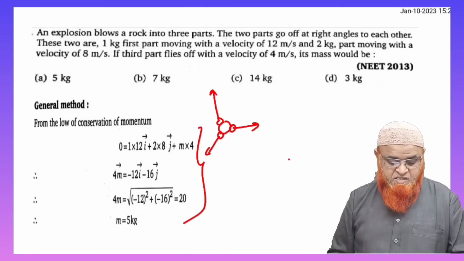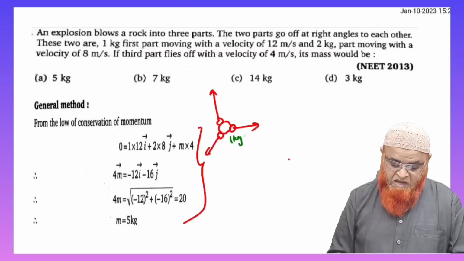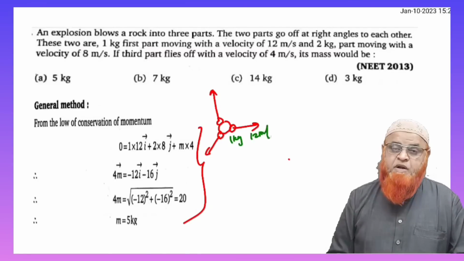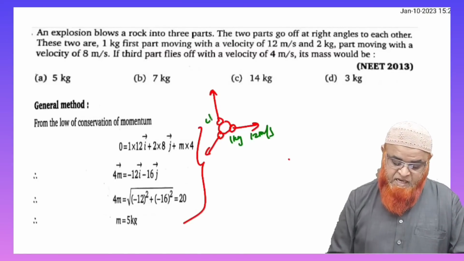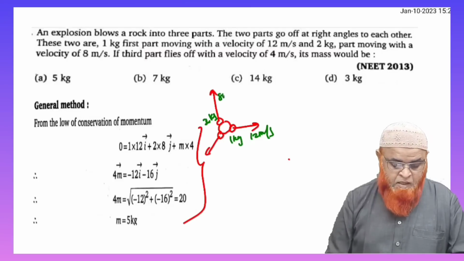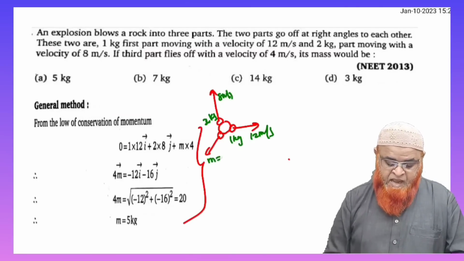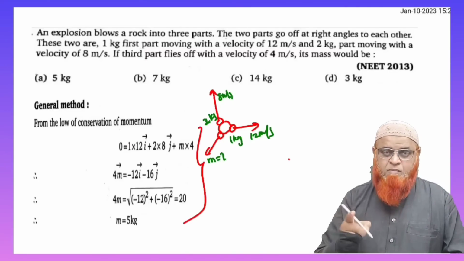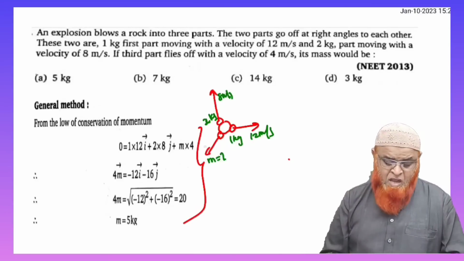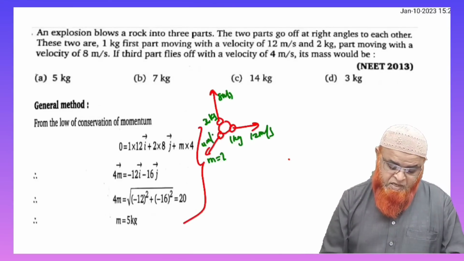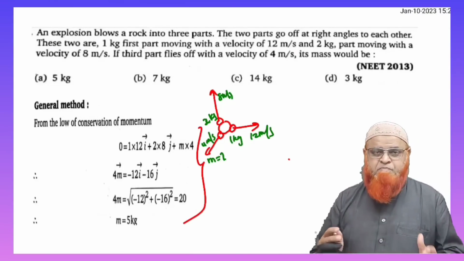For example, let us take there is a first block of mass 1 kg moving with a speed of 12 meters per second, and the second block of mass 2 kg moving with a speed of 8 meters per second, and he's asking us to find out the mass of the third block. He has given the velocity of the third block. How much is the velocity of the third block? It is going to be 4 meters per second.